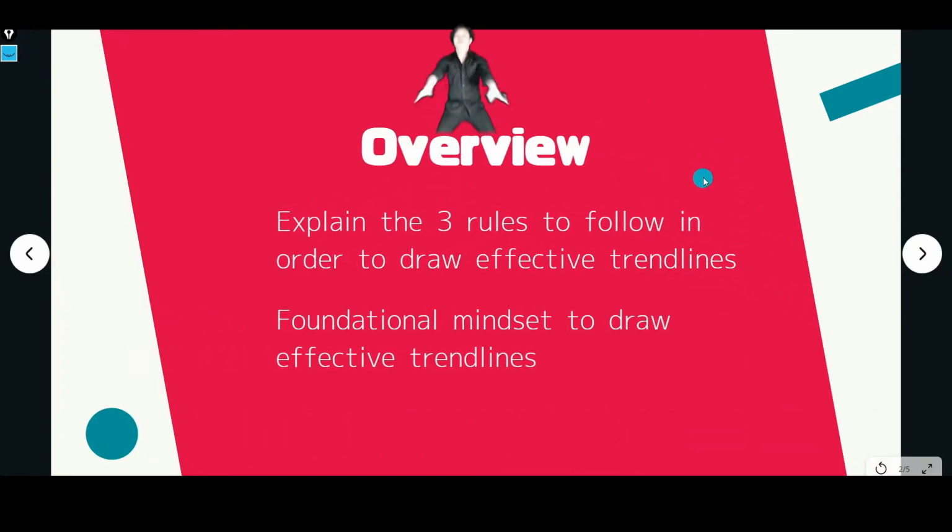Okay, we'll start off with the lesson overview. First, I'll be explaining the 3 rules to follow in order to draw effective trend lines. And then, I'll go on to the foundational mindset that a trader must have to draw effective trend lines.